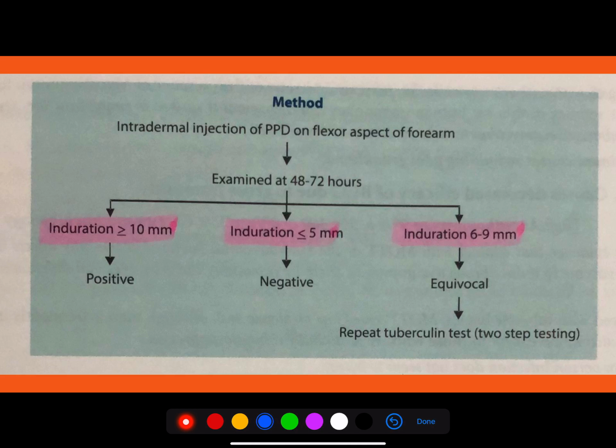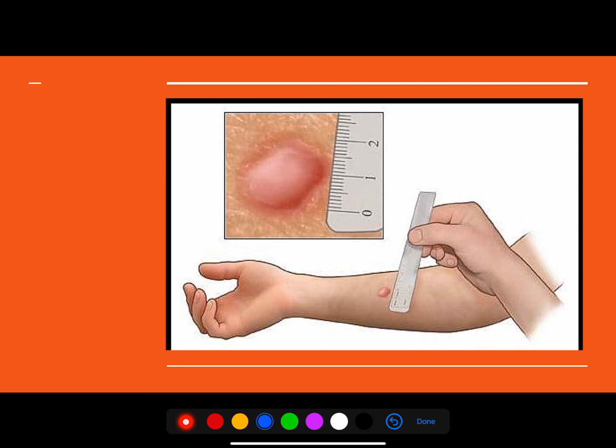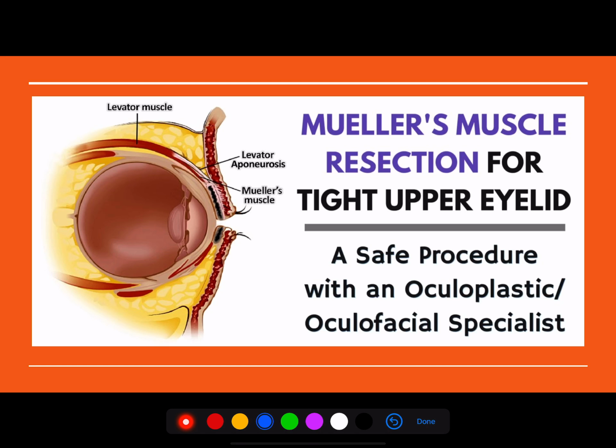And coming to the induration, I'm talking about the tuberculin test. This is the tuberculin test, type 4 delayed hypersensitivity. This question was already given. Intradermal injection was given and examined after 48 to 72 hours. If it is more than 10 millimeters, then it is positive. If it is in the range of 5 to 7, that is negative. And if in the range of 6 to 9, then it is equivocal. It means you have to repeat the test again. So this is how you're going to measure the tuberculin test.